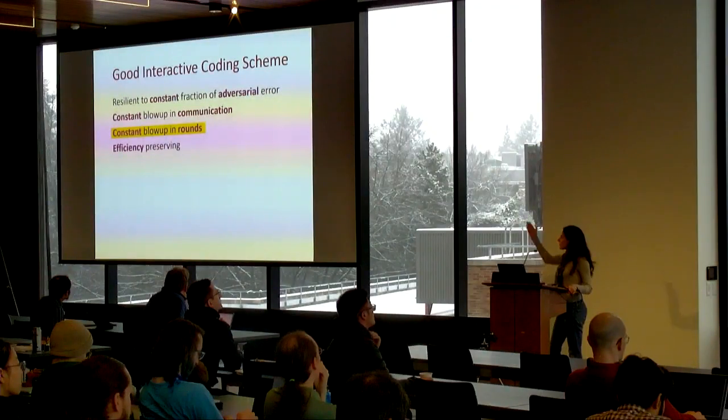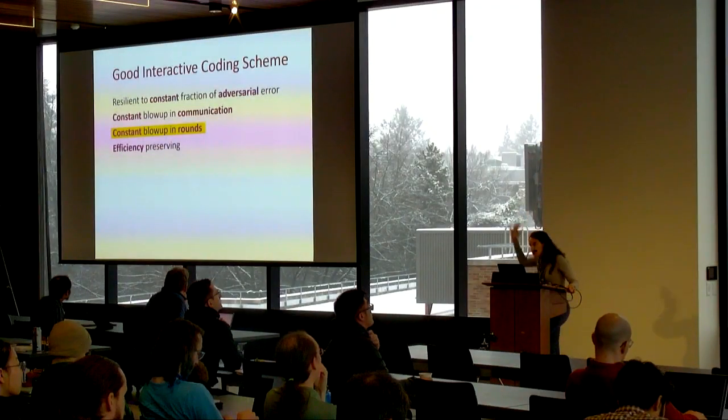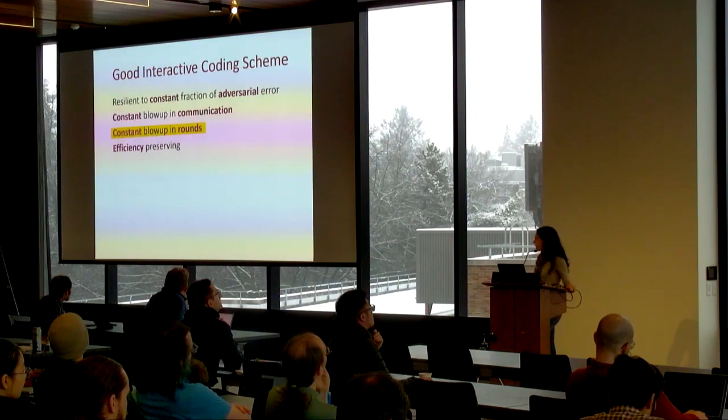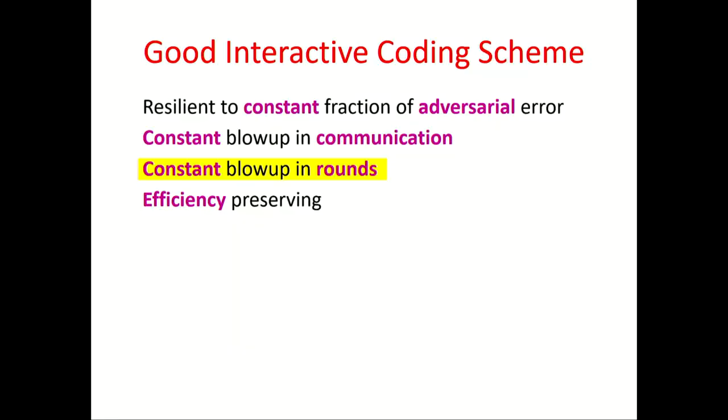Okay, so given this, we suggest that what a good error correcting code, a good interactive coding scheme, should be is one that is not only resilient to a constant fraction of error with constant blow up in communication and efficiency preserving, but also preserves the number of rounds.